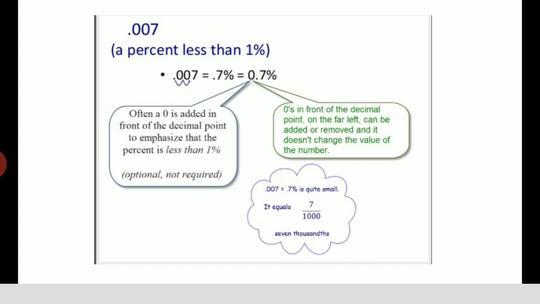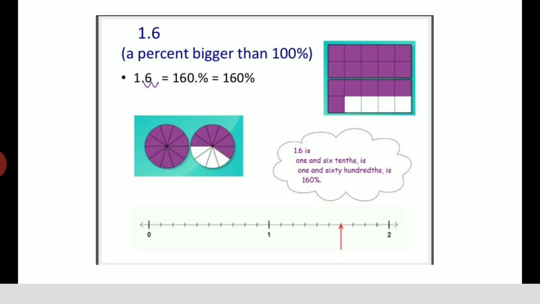Often a 0 is added in front of the decimal point to emphasize that the percent is less than 1%. A 0 in front of the decimal point on the far left can be added or removed, and it doesn't change the value of the number. So 0.007 is equal to 0.7%, and that is quite a small number. It is equal to 7 by 1000, or in decimal we say it as 7 thousandths.